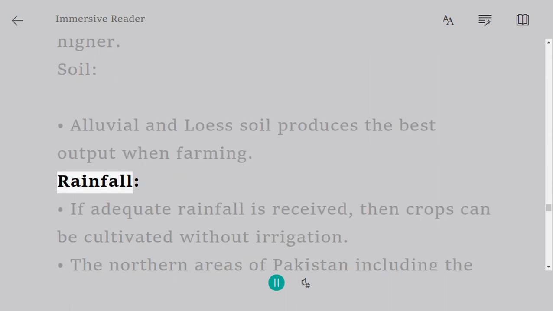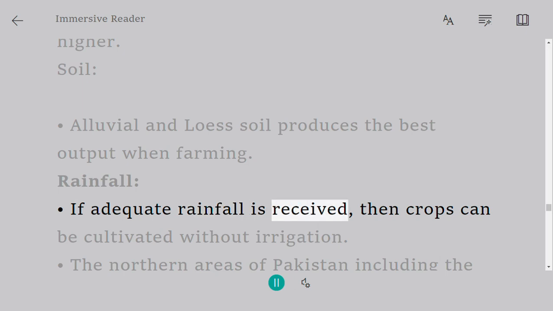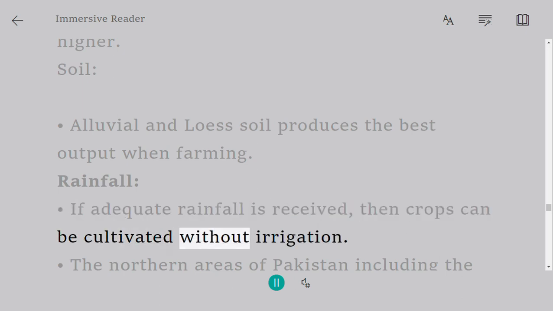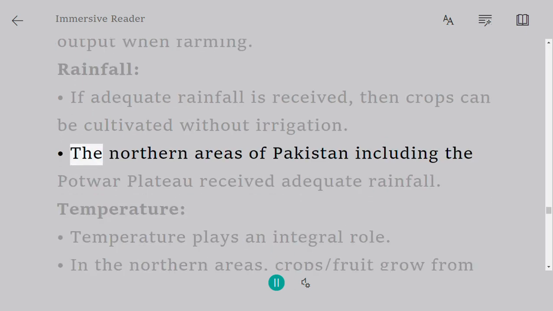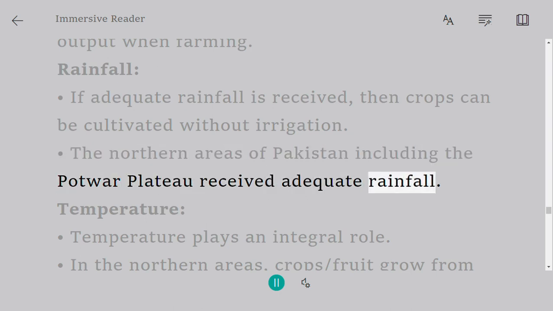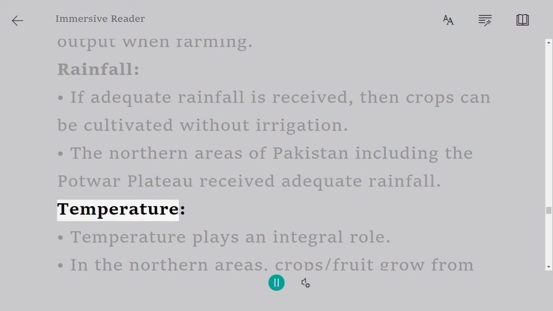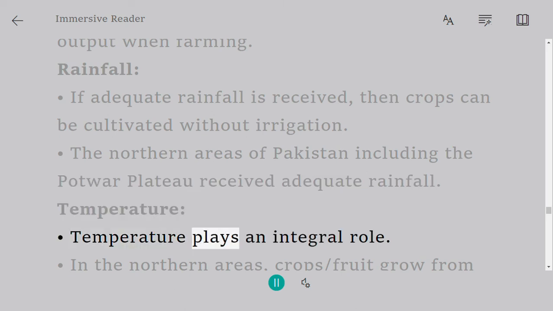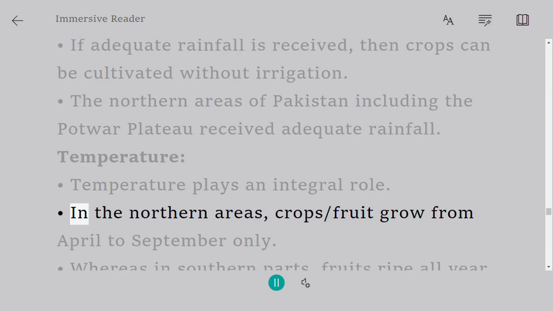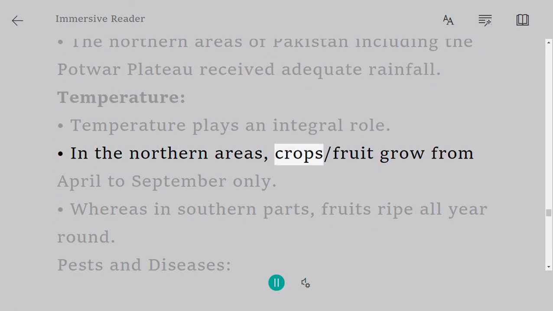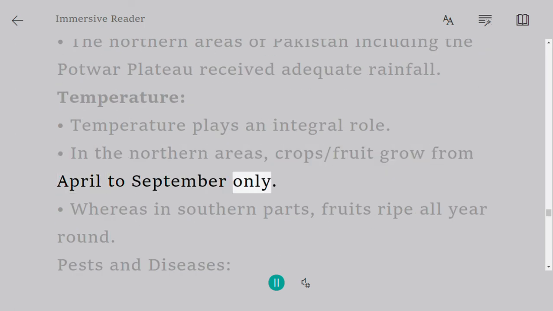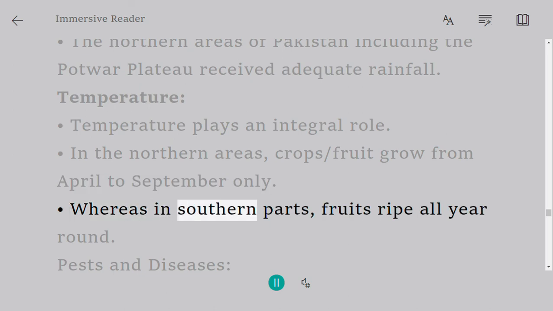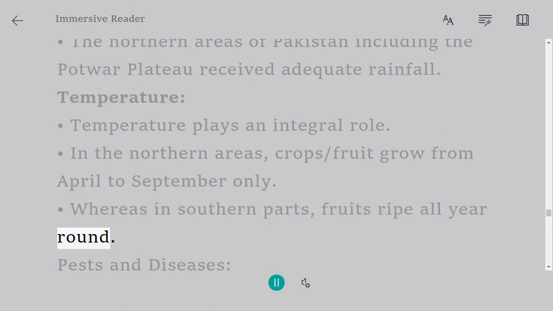Rainfall. If adequate rainfall is received, then crops can be cultivated without irrigation. The northern areas of Pakistan, including the Potwar Plateau, receive adequate rainfall. Temperature. Temperature plays an integral role. In the northern areas, crops and fruit grow from April to September only, whereas in southern parts, fruits ripen all year round.